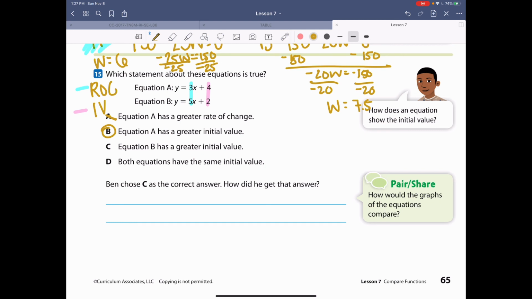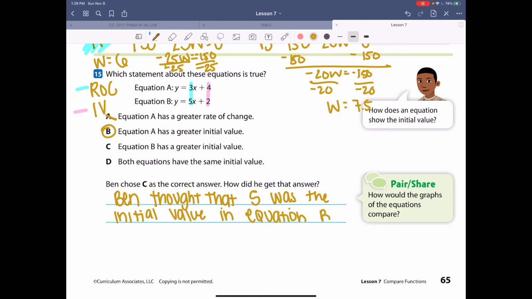Ben chose C as the correct answer. How did he get that answer? Well, what Ben more than likely did is he thought 5 was the initial value in equation B. So he more than likely has mistaken the rate of change for the initial value. So Ben thought that 5 was the initial value in equation B. And that is all for day 4.